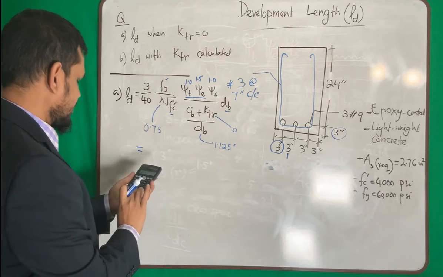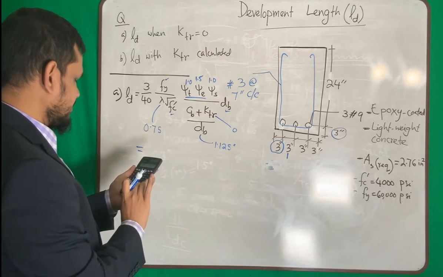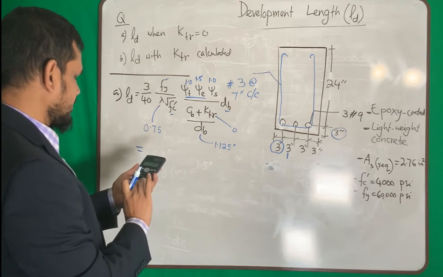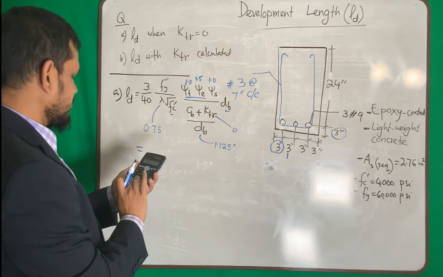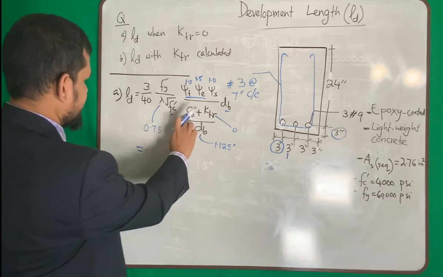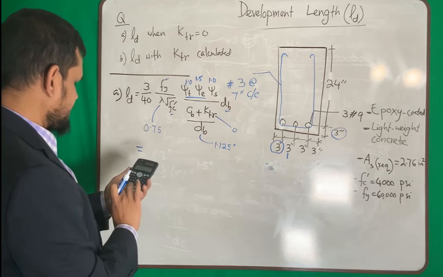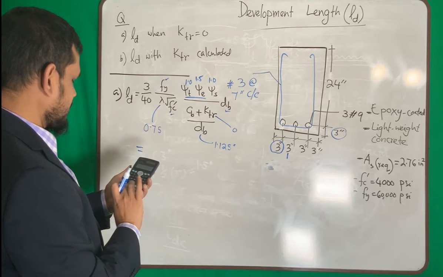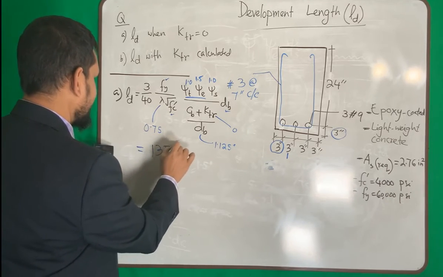3 times 40 times 60,000 divided by 0.75 divided by A prime C is 4,000 times 1.5 times 1.125 divided by... what was the value of CB? CB was 1.5. After calculating, I got 135 inch.